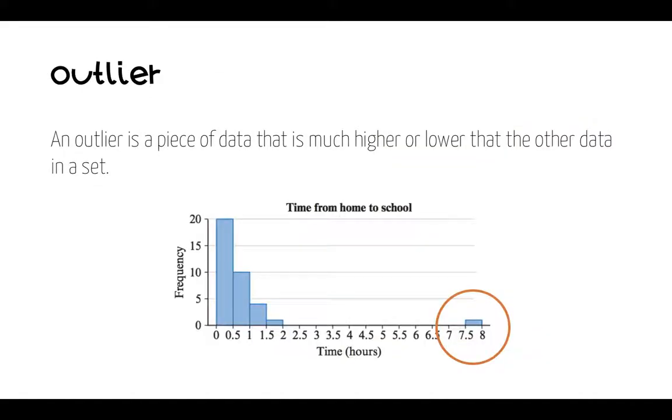Now, sometimes with a graph we'll have a piece of data that's all the way to one side, and it's much higher or much lower than the other data, and we call that an outlier, and we see that in our numerical data. So an outlier, it's the piece of data that's disjointed or disconnected from the big group of data. So we can see here that that's our outlier. It's very separate from the rest.